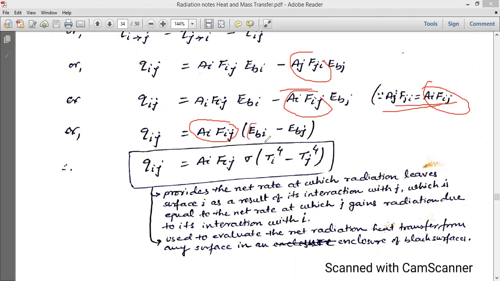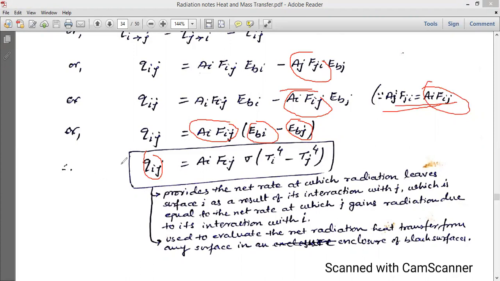Now Ebi, we know its definition: it is defined as sigma Ti to the power 4, and Ebj as sigma Tj to the power 4. So Qij will become Ai Fij sigma (Ti^4 minus Tj^4).